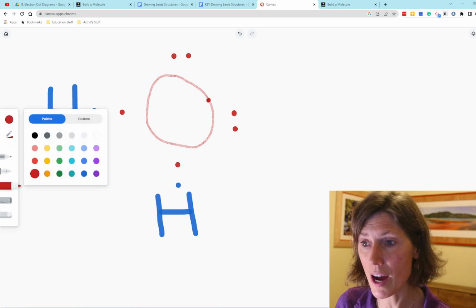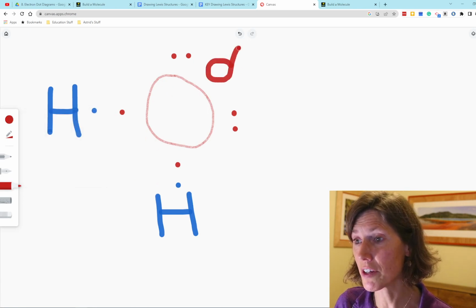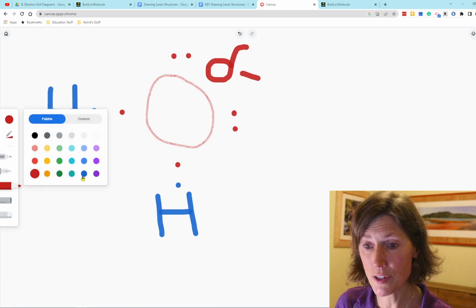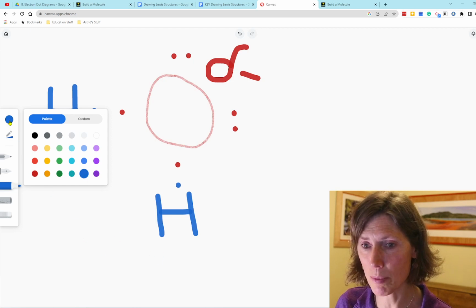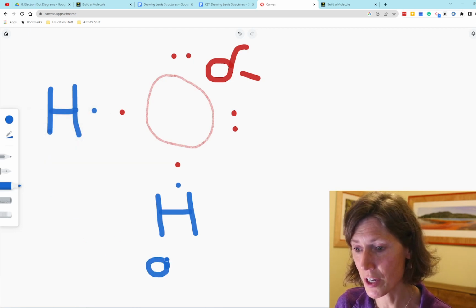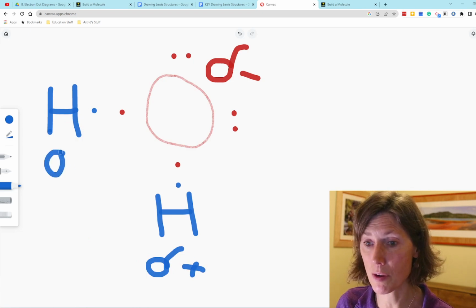I'll do the one for oxygen since it's pulling in harder. We're going to put a delta negative here. Ooh, that's a nice delta. And then for the hydrogen, since I want to stay color coordinated, we're going to put in a couple of delta positives down here, showing you the clear polarity of this molecule.